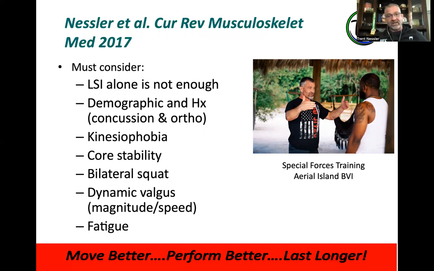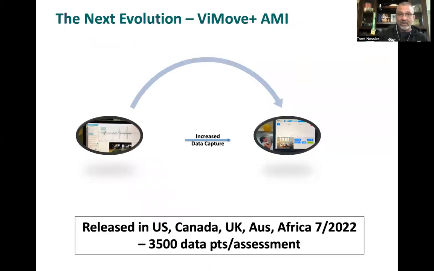We use the TSK11. You have to look at core stability, bilateral squat. You have to look at dynamic valgus control, both magnitude and speed. You have to look at fatigue. And since I've written that paper, I'd also say that you have to look at pelvic control. You have to look at the ability to stabilize the pelvis in single limb activities, because that has a big risk factor to it as well.